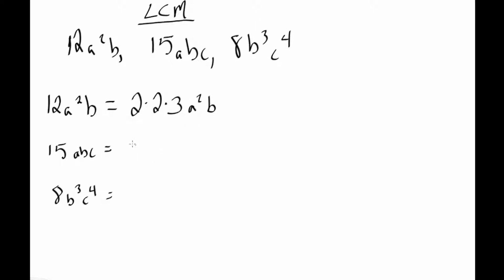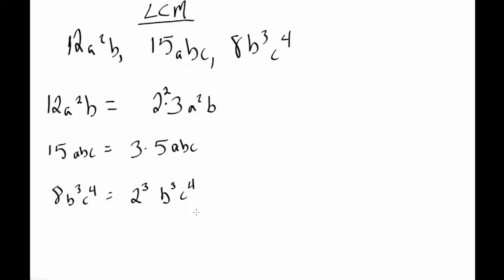15, we're going to do a similar thing. This one's going to be a 3 times a 5. And we have a, b, c. The 8, we have 2 cubed because it's 2 times 2 times 2. So up here, hopefully we've picked up on that pattern. I can do the same thing here. I'm going to erase this 2, and I'm going to change it to a 2 squared. And I have b cubed c to the 4th.